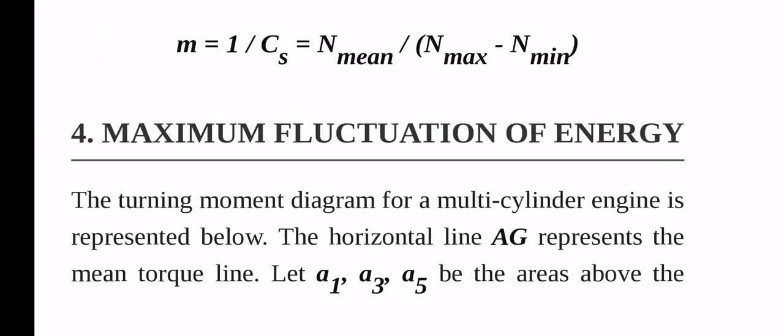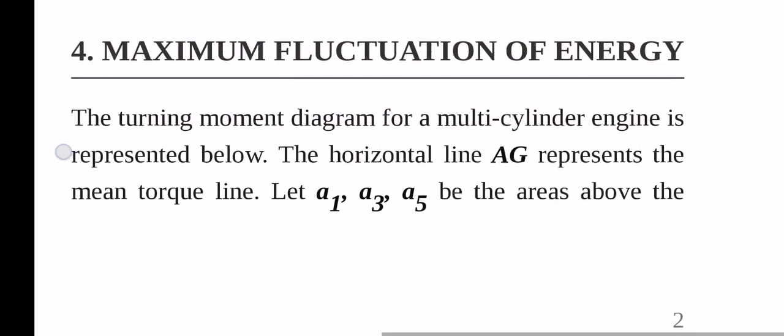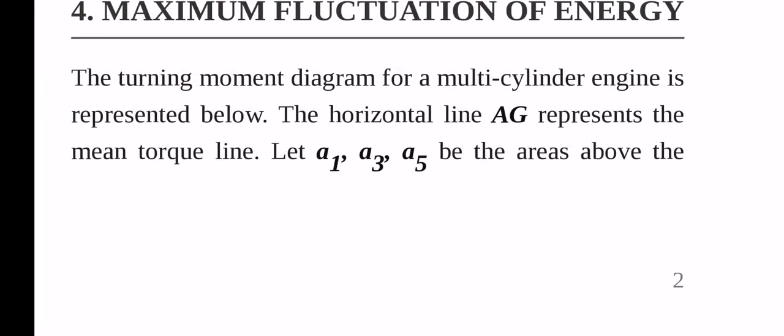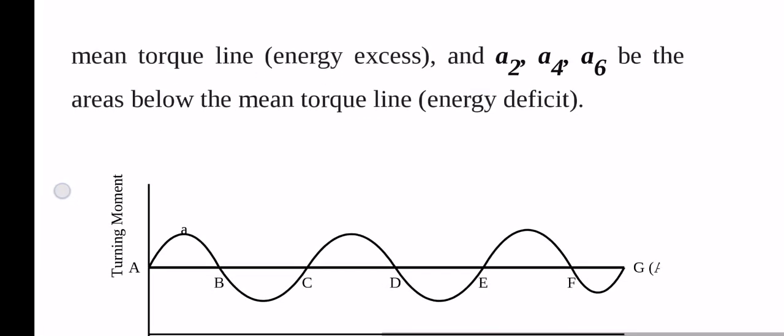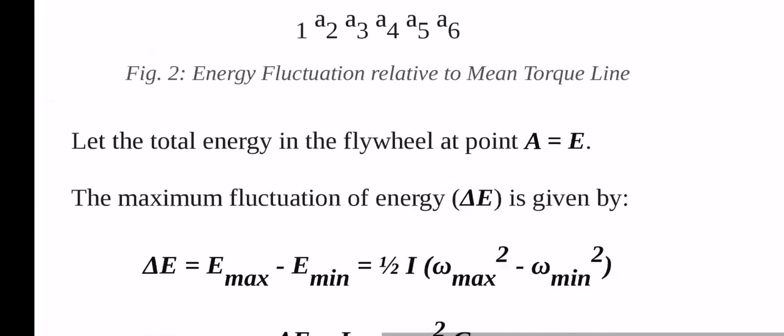Maximum fluctuation of energy. The turning moment diagram for a multi-cylinder engine is represented below. The horizontal line AG represents the mean torque line. Let A1, A3, A5 be the areas above the mean torque line, and A2, A4, A6 be the areas below the mean torque line. Energy deficits.